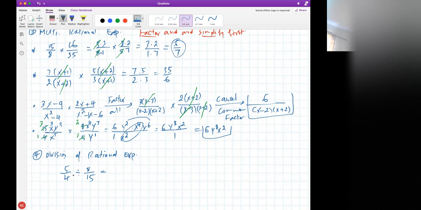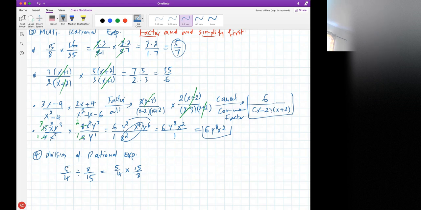So try to simplify first. And to simplify, all you have to do is turn the division into a multiplication, 5 over 4. That's right, the division turns into a multiplication. And we flip 15 over 8, the second one. So we basically turn the division into a multiplication, and we flip the second one. Only the second one flips, not the first one.